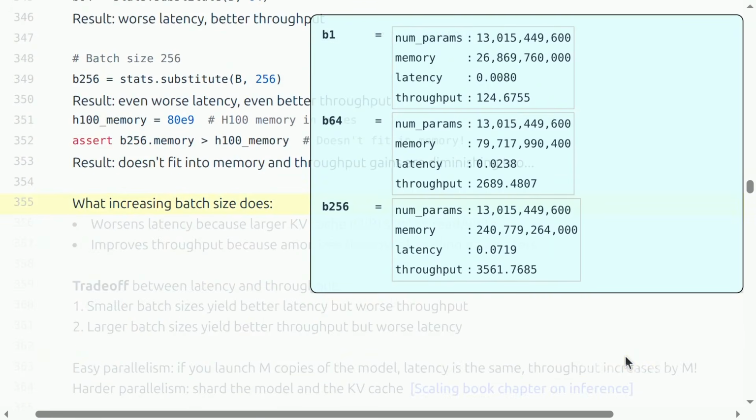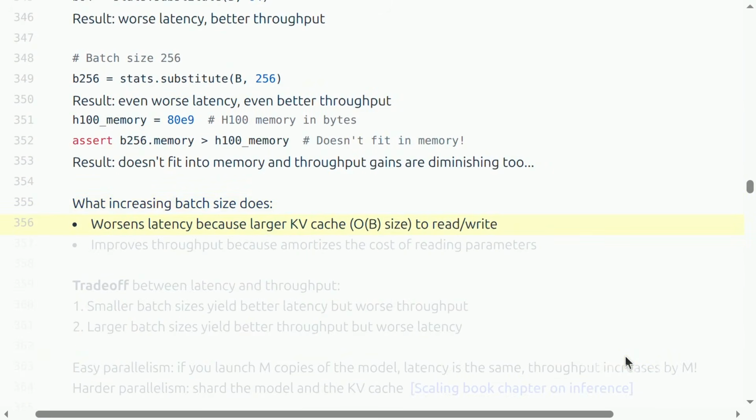So increasing batch size worsens the latency because now you have a larger KV cache to read and write. And remember, it's batched, so if you're an individual query, you have to wait for everyone to finish. So you're like waiting for a bus, and the latency is pretty high. You wait, and then you go. Whereas the throughput of a bus is pretty good because you can move everyone at once.